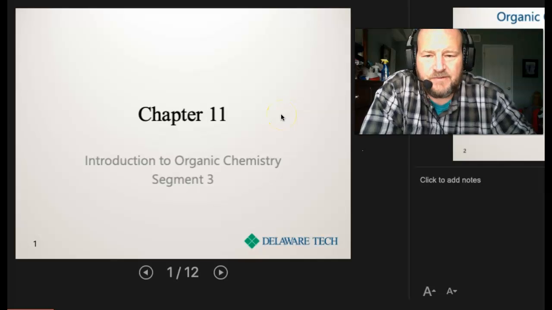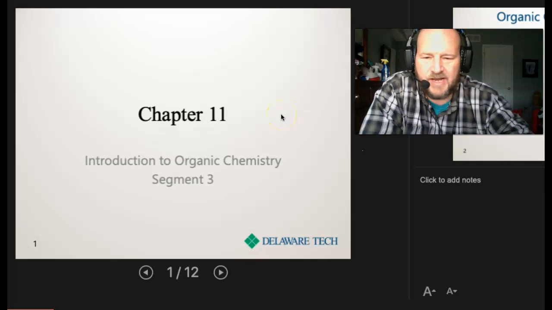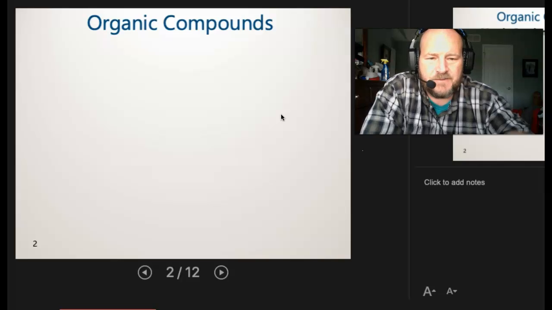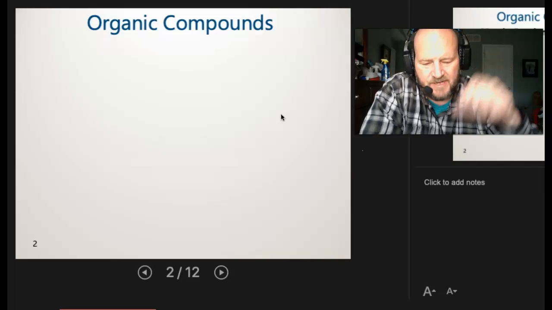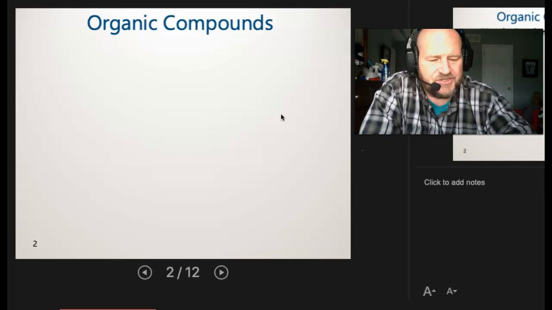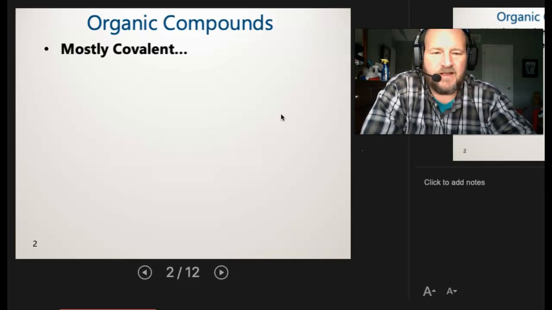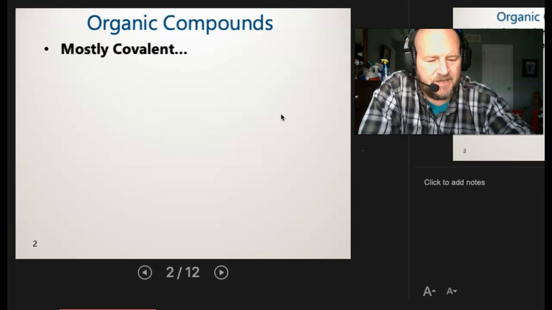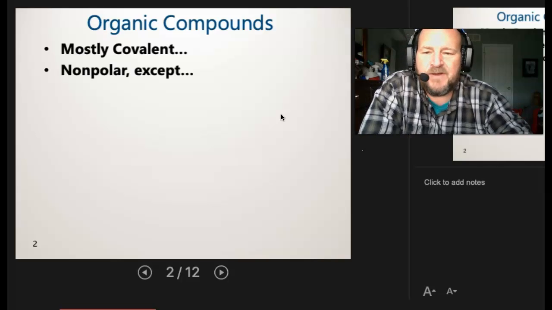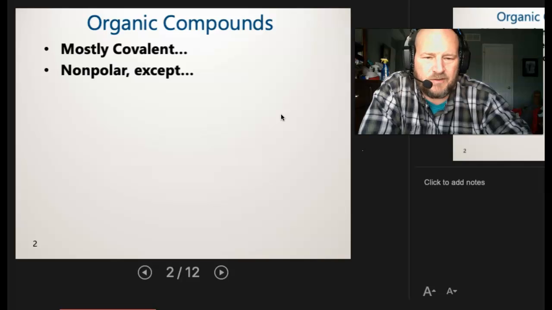Okay, third and final segment for Chapter 11, Organic Compounds. So we were talking about organic naming and drawing out structures, and now we're going to look at the general properties. So organic compounds, as you may have guessed, are mostly covalent, right? Because it's carbon-carbon bonding with hydrogens, all nonmetals. They're typically going to be nonpolar, except.